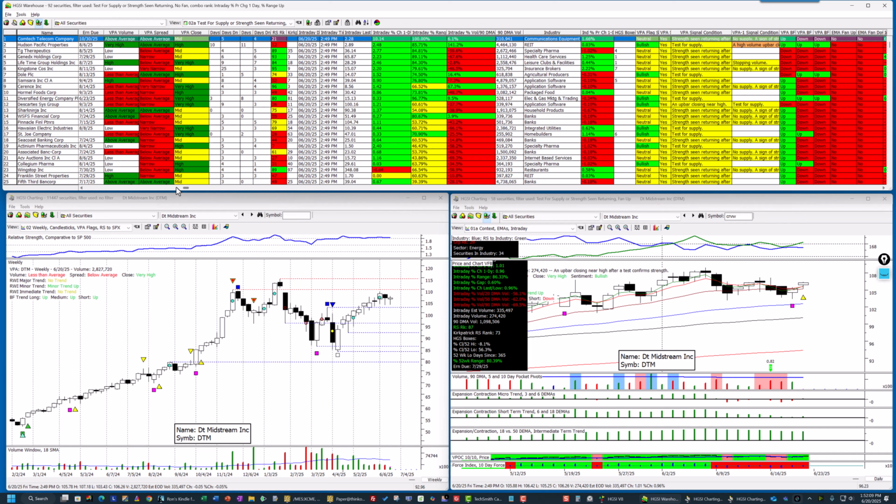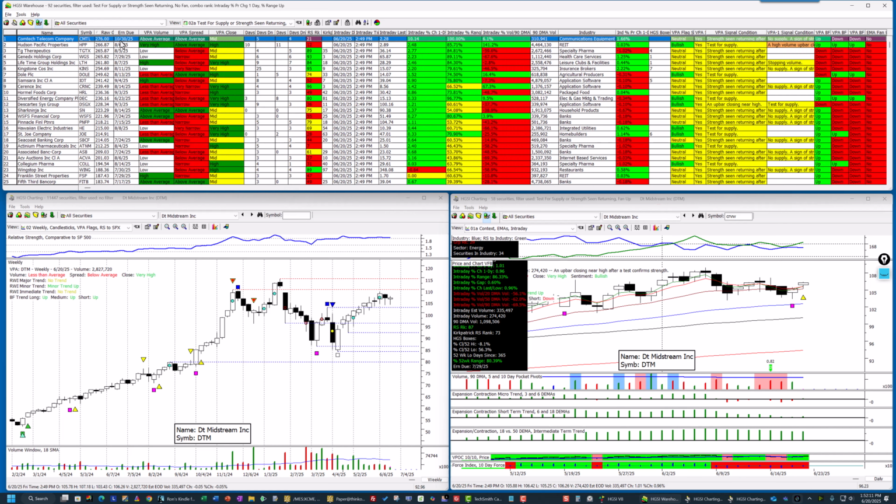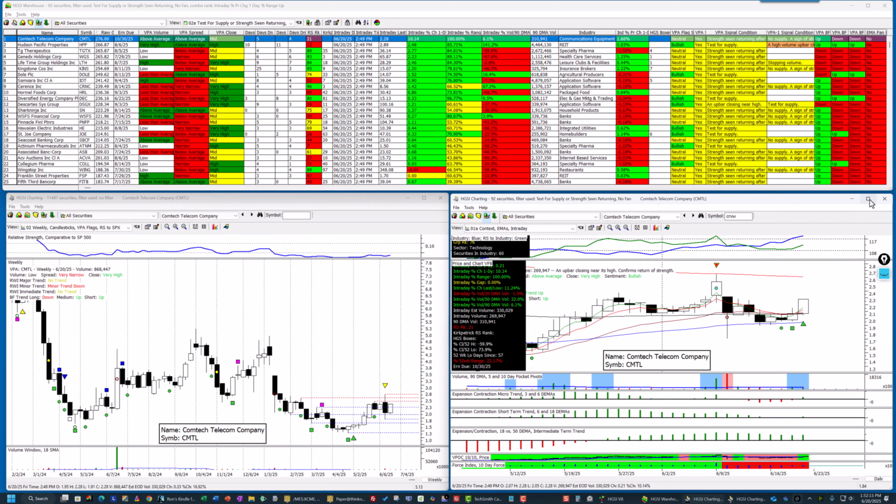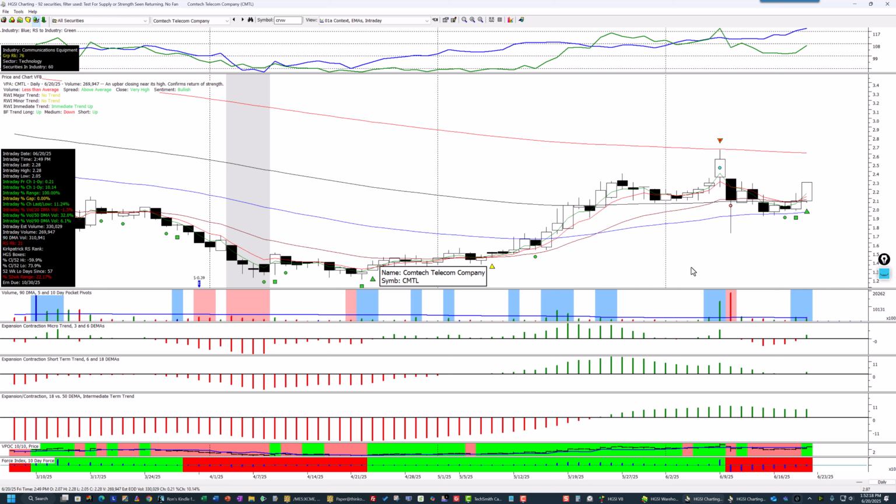I'll bring up Comtech, and you can see there's no fan here. Look at the moving averages, but we're still getting signals here. Strength seen returning after a downtrend, and this is a confirmation of that strength. It's a cheap, inexpensive stock, but it's kind of holding together, it looks like.